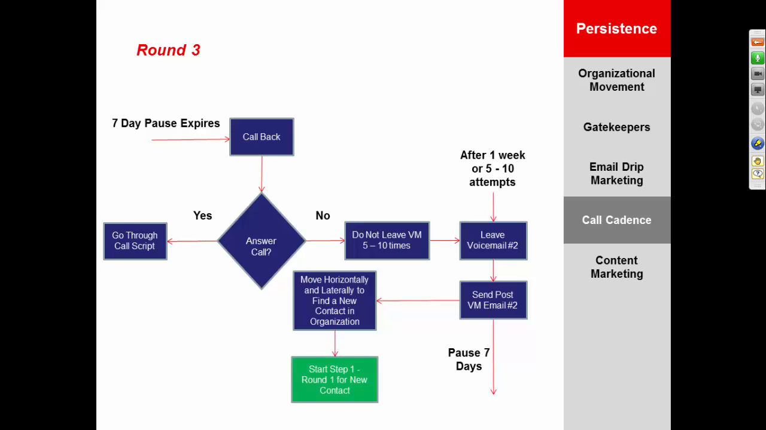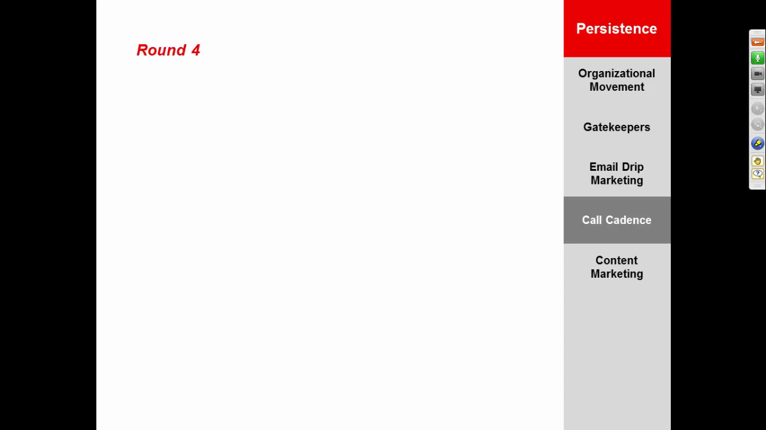Once we find a new contact, you can either do that on social media, or we might be able to do that from talking to a gatekeeper. But once we find that new contact, what we do is we begin round 1, step 1, with that new contact. And if you were to follow this workflow, it would basically go back 2 slides to the beginning of the process that we started. I'm not going to go through that. I'm going to continue on with what we would do with the contact that we started with, and now we progress to round 4. So the 7-day pause expires.